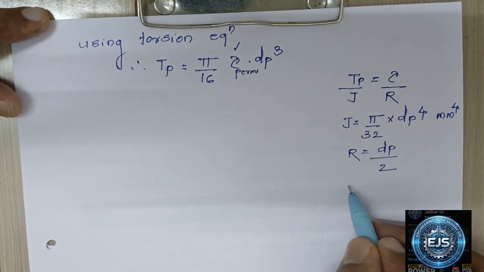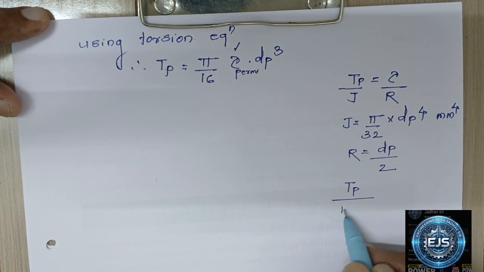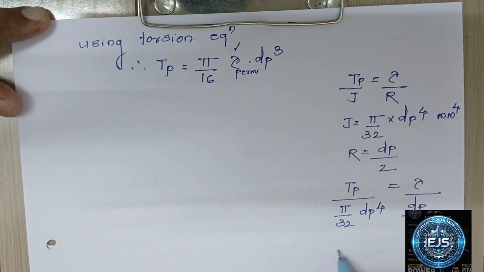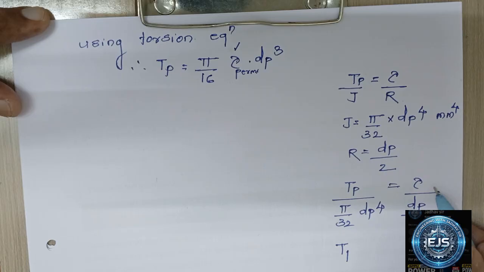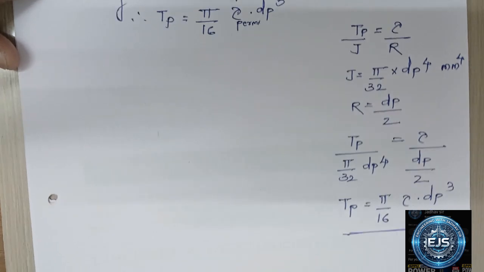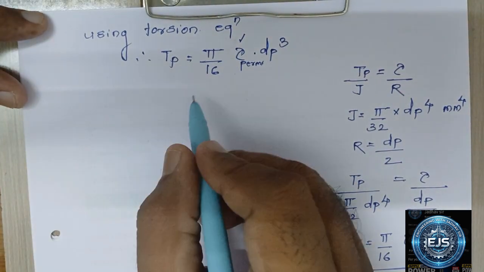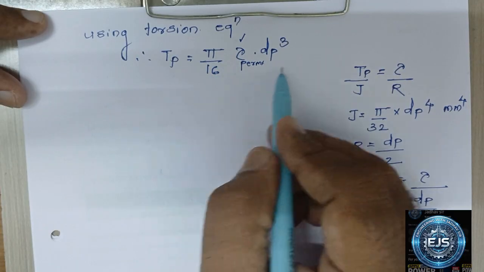If we put these values in, the equation becomes Tp upon J, where J is pi by 32 into dp raised to 4, equal to shear stress tau divided by radius dp by 2. After working this out, pi by 32 into dp raised to 4 into tau divided by dp by 2, the equation becomes Tp is equal to pi by 16 into tau into dp cube. Tp is the torque acting on a pinion shaft, equal to pi by 16 tau permissible into dp cube.